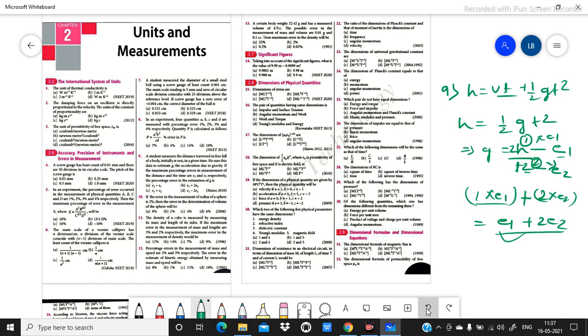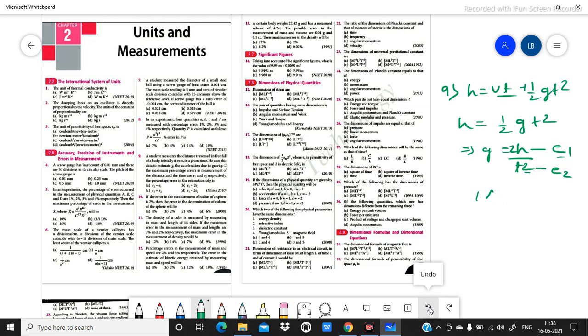So don't get confused if you find questions like this. If you are getting confused, read the question at least 3 to 4 times. Automatically you will find the way to solve this question.